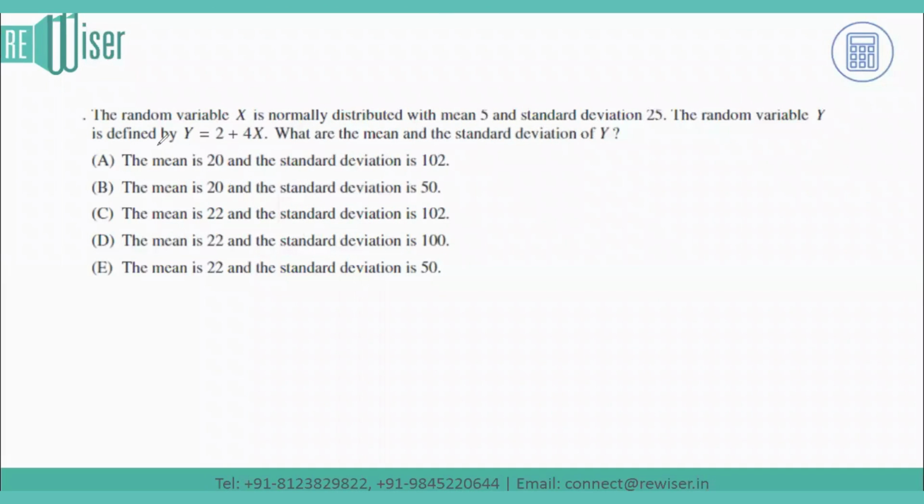Hello students. The question says a random variable x is normally distributed with mean value 5 and standard deviation 25. The random variable y is defined as y = 2 + 4x. What's the mean and standard deviation for y?